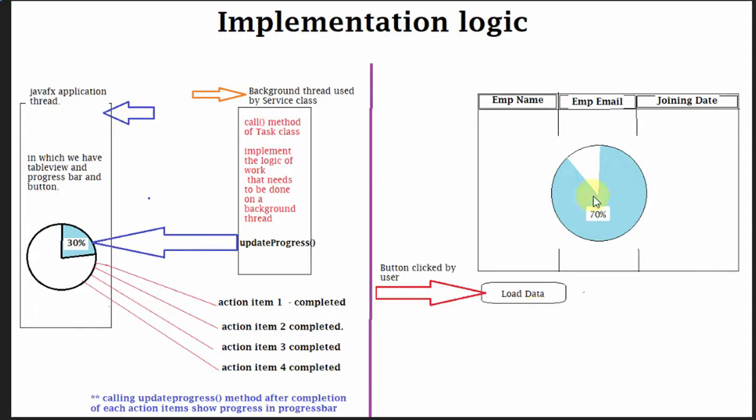On the left hand side I have described the implementation with the help of these boxes. First you can assume this left hand side rectangle is your JavaFX application thread. Once you start your application, your JavaFX application starts a single thread, and all the activities like the table view, progress bar and button will be put inside this thread. And we have to perform something in the background, so we have to take the help of the Service class and the Task class.